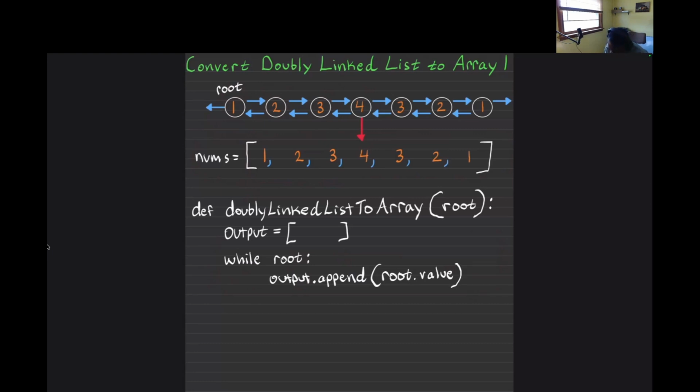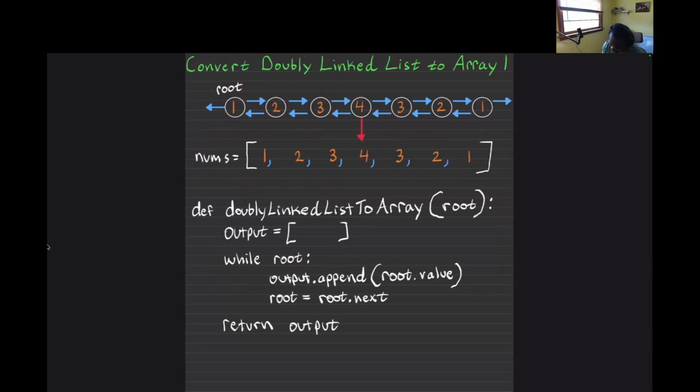Okay, and then we need to update the node, right? The linked list node needs to be updated so it can go to its next node. So root is equal to root.next. And this while loop will continue until there is no root. And then when there is no root, we'll simply return the output, all right? So let's do a walkthrough and let's see if this works.